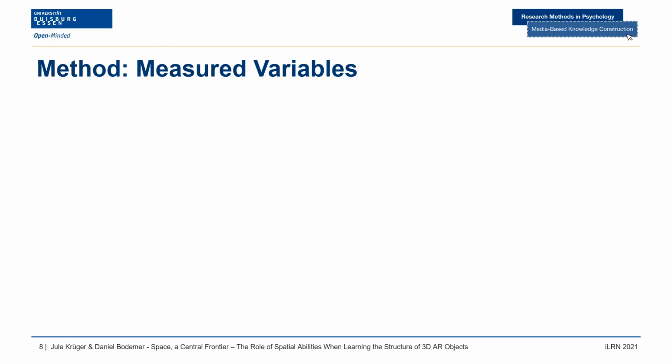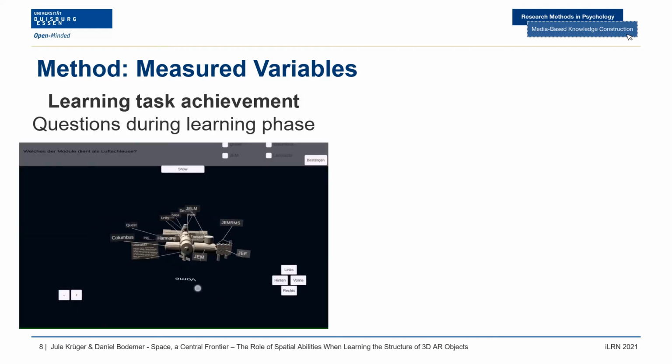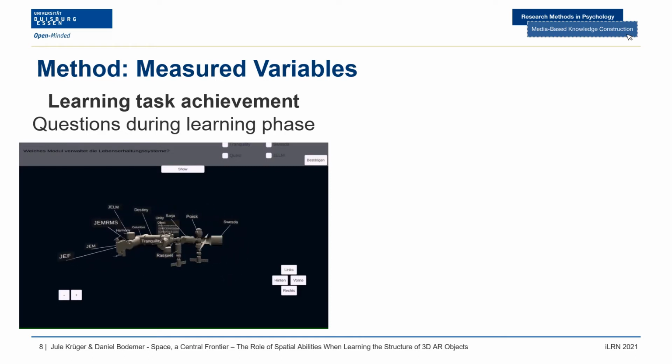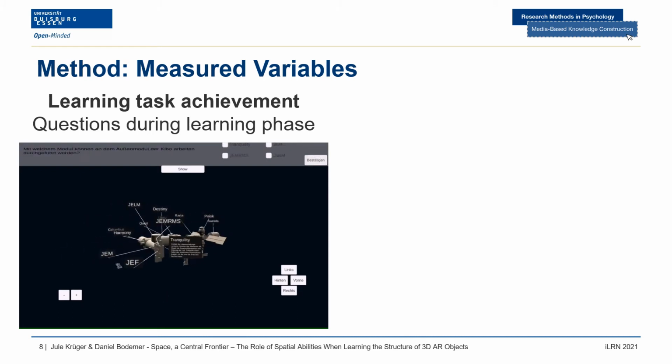To learn more about the role of spatial abilities when learning with 3D AR visualizations, we measured two achievement-related outcome variables and the two types of spatial abilities. One of the achievement-related variables was learning task achievement, which we measured through the number of correctly answered multiple-choice questions about the 16 different modules of the ISS during the learning phase. Questions were, for example, which module was the first module of the ISS and which module serves as an airlock.